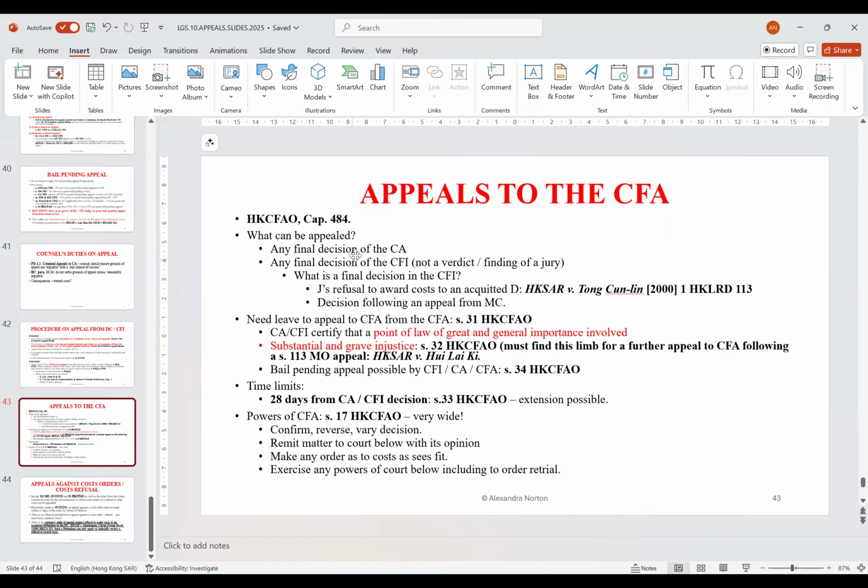But what can be appealed? Final decisions of the CA, final decisions of the CFI, like if the CFI judge has heard a magistracy appeal, then you can appeal to the CFA, but you need leave. And you have to establish either a point of law of great and general importance or substantial and grave injustice has been done. So very limited scope for the CFA to interfere on an appeal because it is not a second court of appeal. It will only intervene in serious cases.